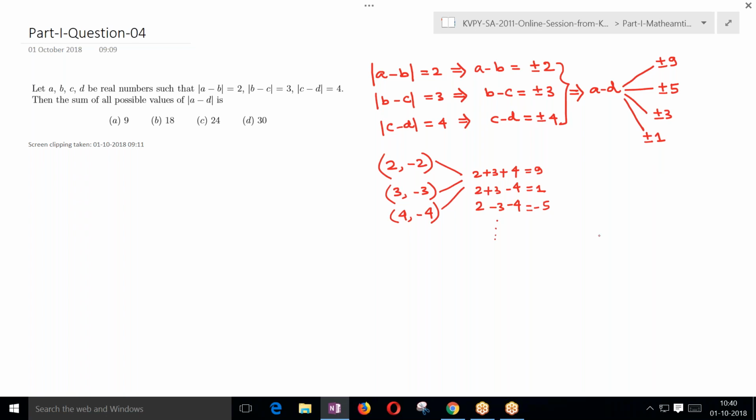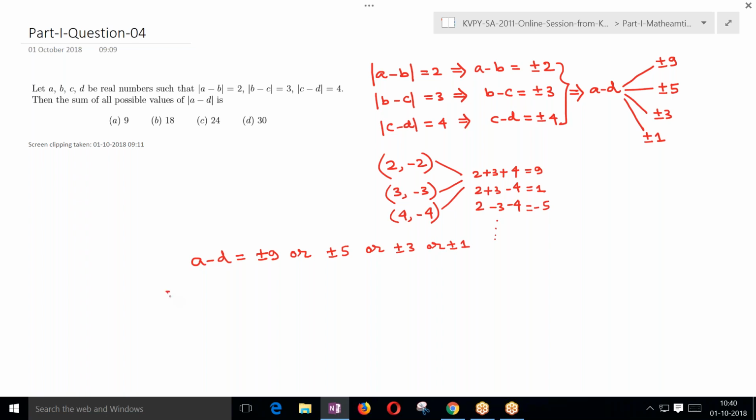So we see that A minus D is having the value plus minus 9 or plus minus 5 or plus minus 3 or plus minus 1. So what we get is that A minus D is having the value plus minus 9 or plus minus 5 or plus minus 3 or plus minus 1.